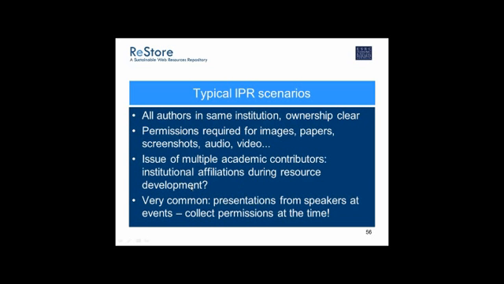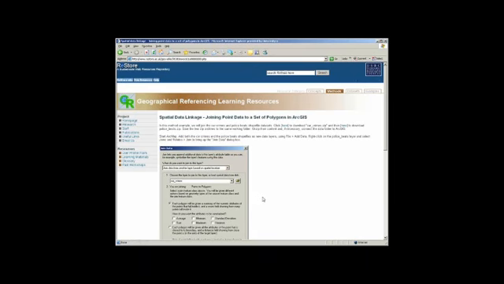The issue of multiple academic contributors is institutional affiliations changing during development. That could be one of the trickiest issues, whereby we have to approach multiple institutions to sign off a license before restoring a web resource. Very common is presentations from speakers at events, so collect permissions. While organizing a workshop or seminar, the easiest thing you can do is fill out the basic details of the speakers: where the speaker comes from, what the presentation title is, and when it was delivered. Something like this can be of real value at the time of restoring a web resource.